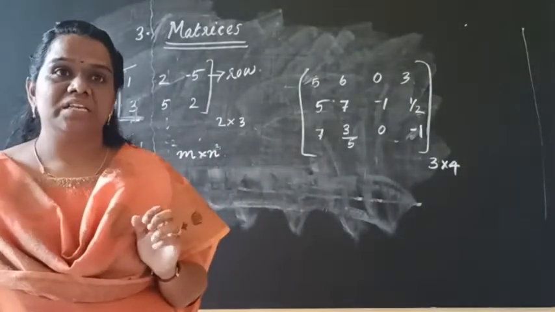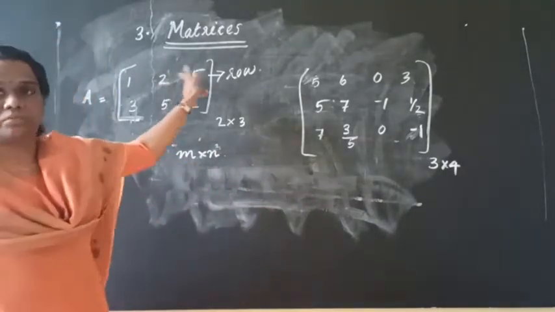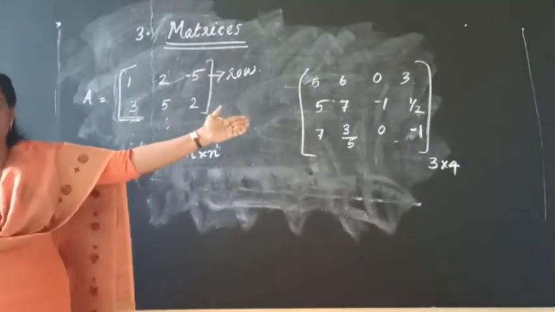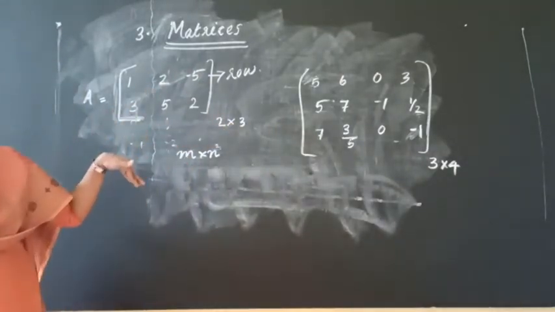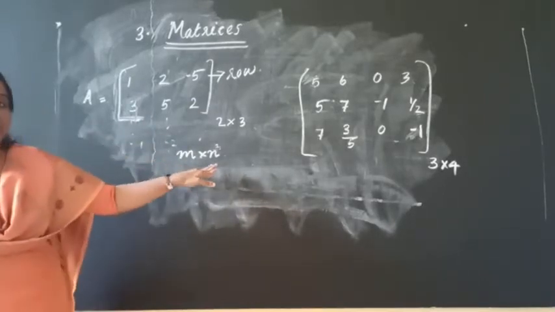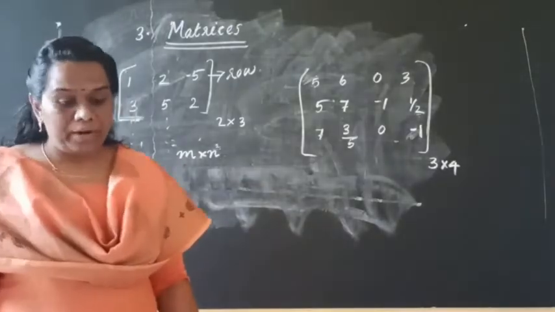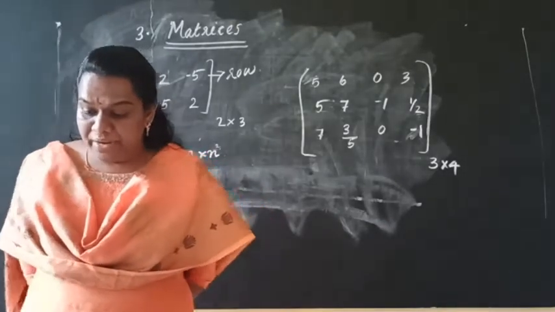n matrix. A matrix having m rows. Rows means horizontal, and a column means vertical. So, if a matrix has m rows and n columns, it can be written as m by n, order m by n.